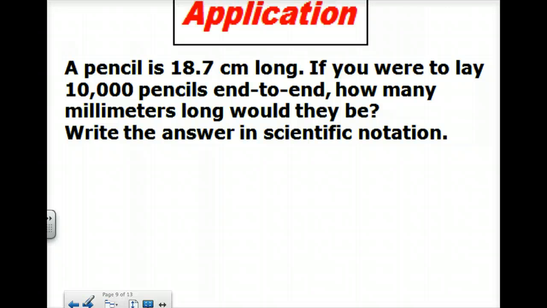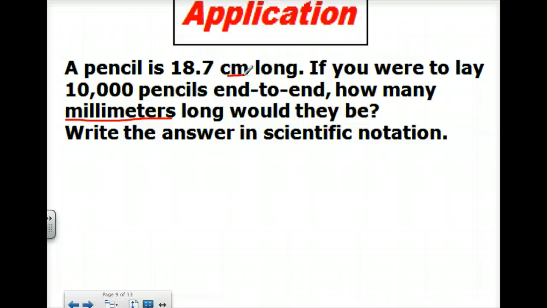Okay, let's compare. A pencil is 18.7 centimeters long. If you were to lay 10,000 pencils end to end, how many millimeters long would they be? We need to write our answer in scientific notation. All right, so notice that the pencil is 18 7/10 centimeters long, and we are going to take 10,000 of them and lay them end to end. And we want to know how many millimeters long that would be.